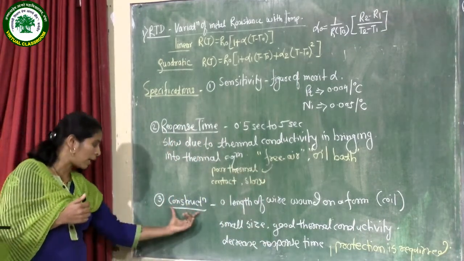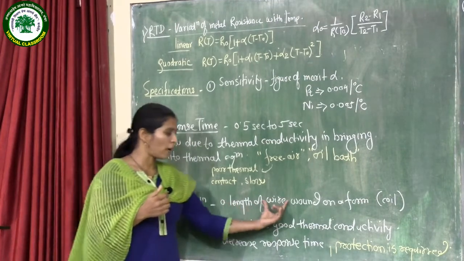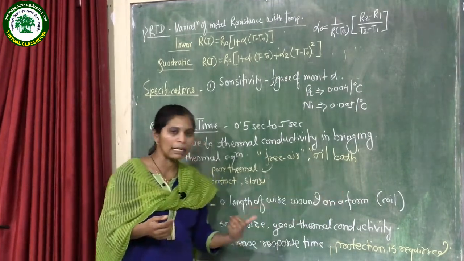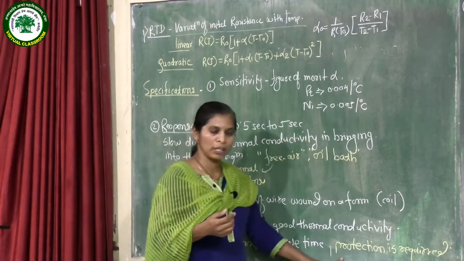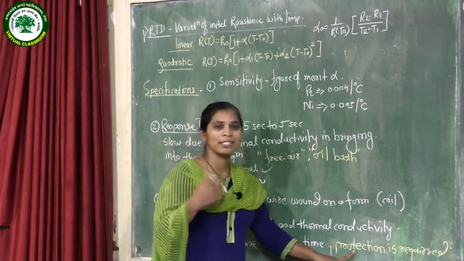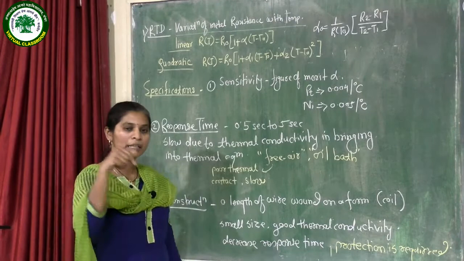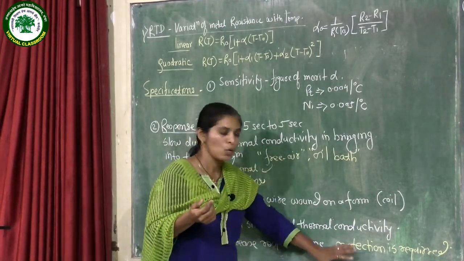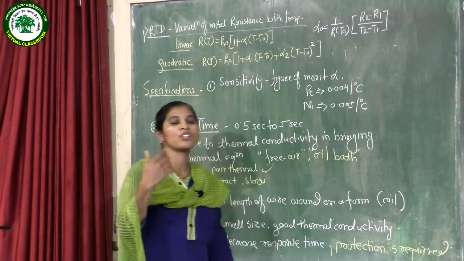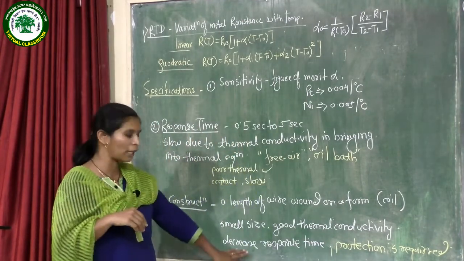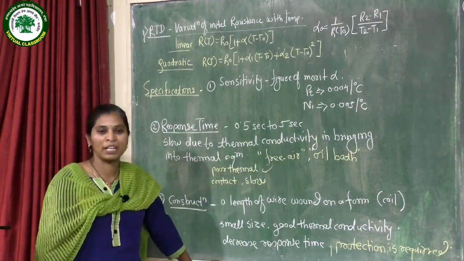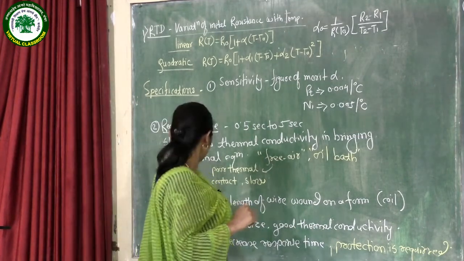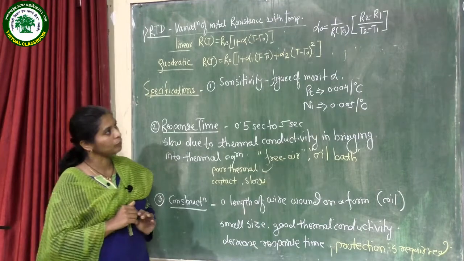Regarding the construction, a length of wire is wound on a form, and it will form a coil. Secondly, there has to be some protection, because this RTD is nothing but a resistance, and if it comes in direct contact with a hostile environment, there will be a problem. So for protection it needs a sheath which is able to protect it from different types of conditions, like humidity and so on. Therefore, these were important regarding the construction.